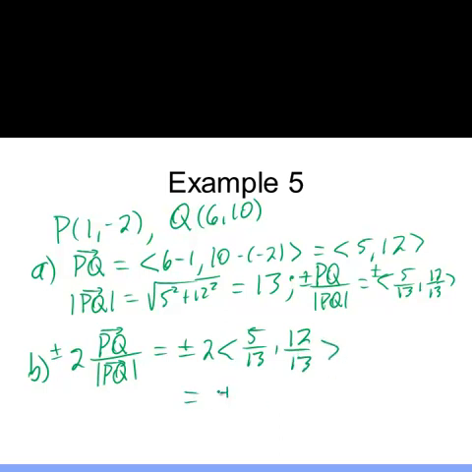And so we'll have plus or minus 10/13, 24/13. So we have positive 10/13, 24/13, and we have negative 10/13 and negative 24/13 as our vectors of length 2 that are parallel with PQ.